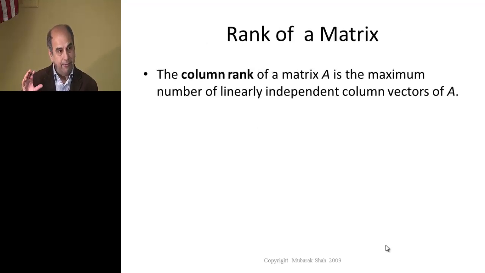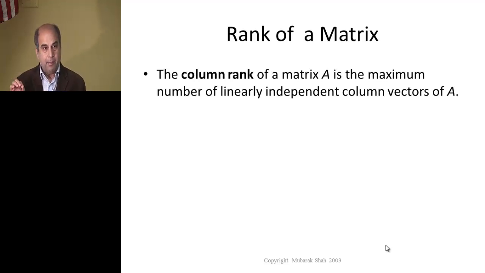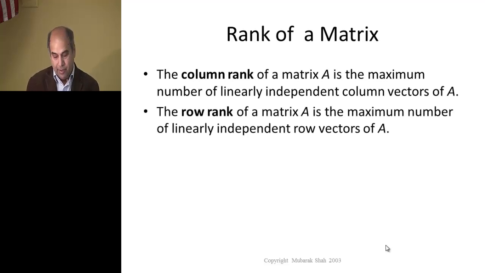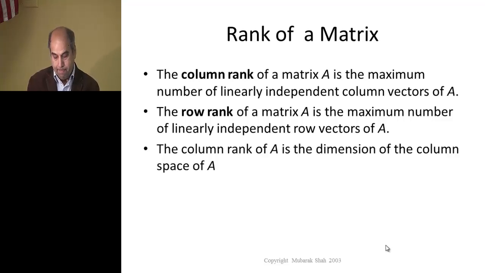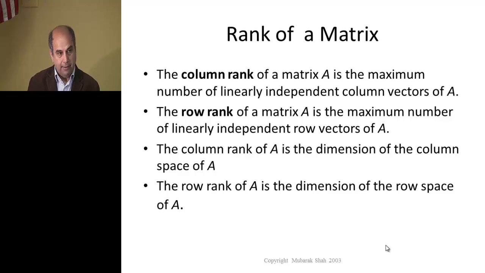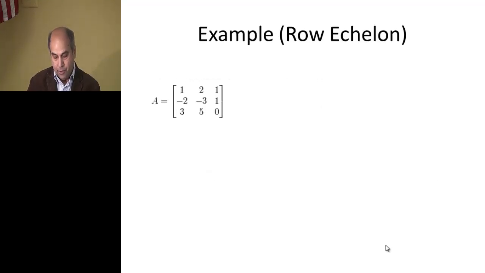Second thing is the rank of a matrix. This rank can be a column rank or the row rank. If I want to look at the column rank, how many columns are linearly independent? That will become the rank. If there are five columns, then five is the rank. And then we have a row rank, which is how many rows are linearly independent. If all of them are linearly independent, then it will be the full rank of that matrix. The rank, in a way, gives you the dimension of the space. The column rank will be the dimension of the column space, and the row rank will be the dimension of the row space. So here's an example.